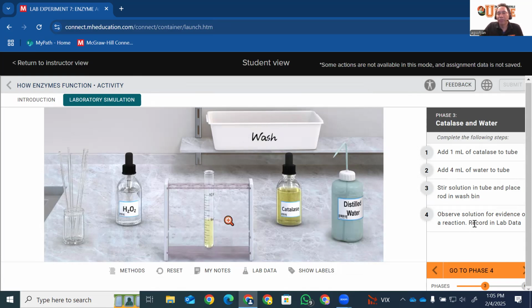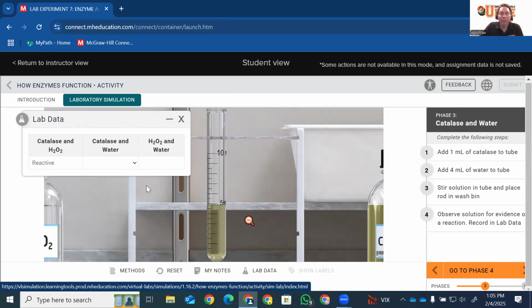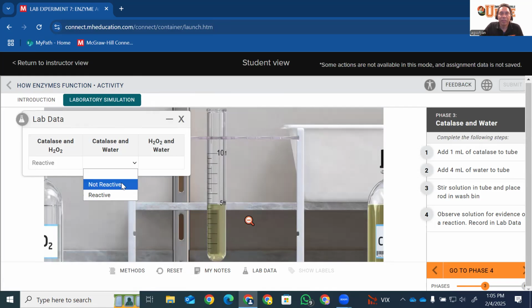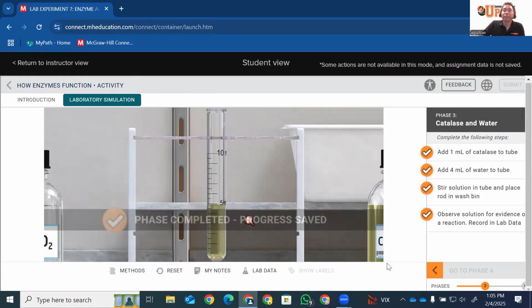Then observe the solutions. Zoom in. See what happened? Nothing, right? The first reaction had a bubble. This one is nothing. Then put in our lab data. Click lab data, which is catalyst plus water. It's not reactive. Okay, done. Go to the next phase.